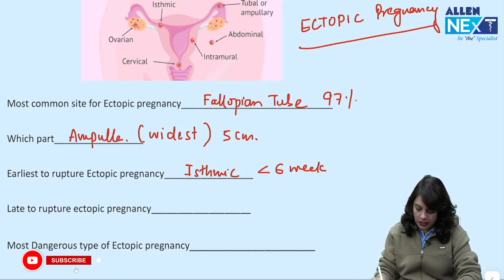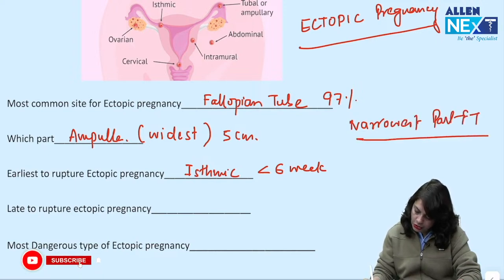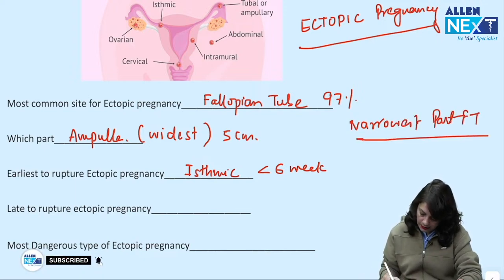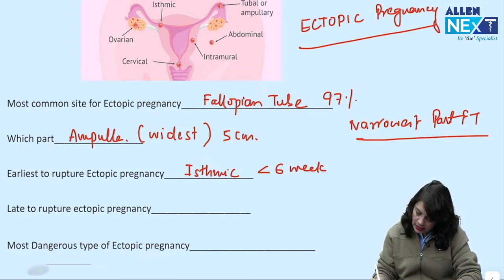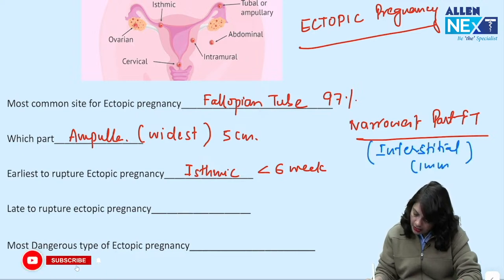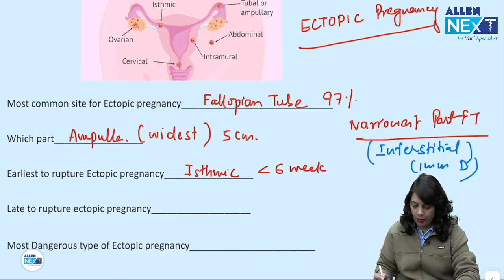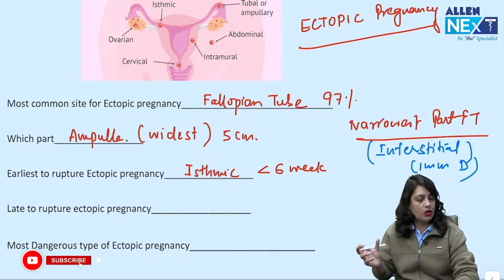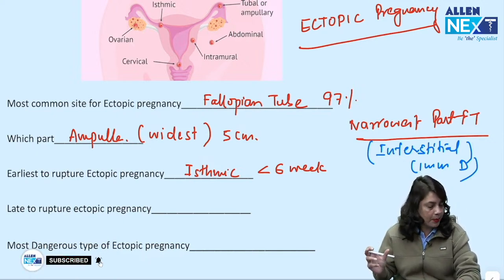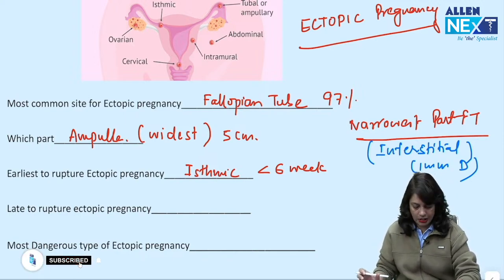Now, the narrowest portion of the fallopian tube, do not get confused, narrowest part of the fallopian tube is always the interstitial part, which is 1 mm in diameter. Okay, so that is also an important point to remember. Earliest to rupture ectopic is isthmic ectopic, and narrowest part of the fallopian tube is interstitial part.